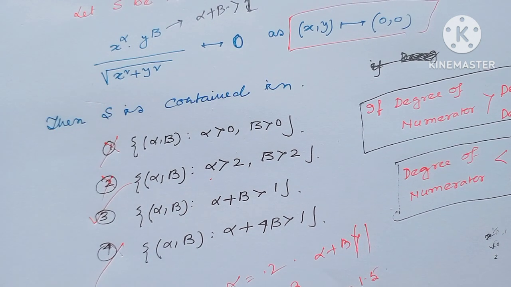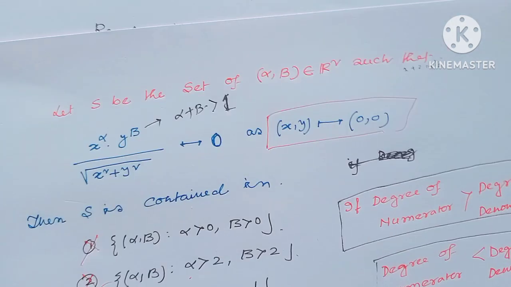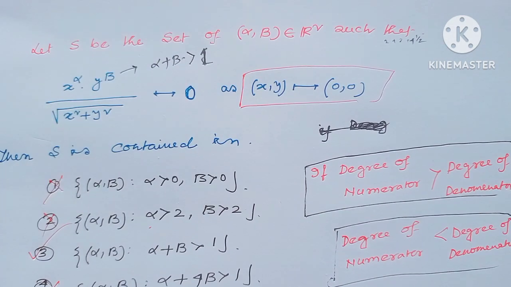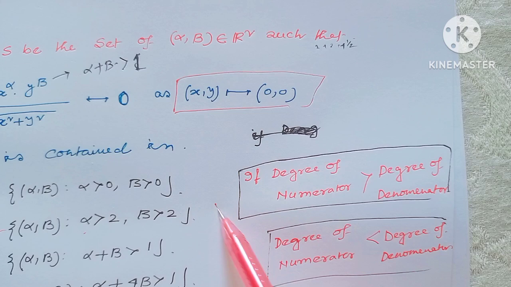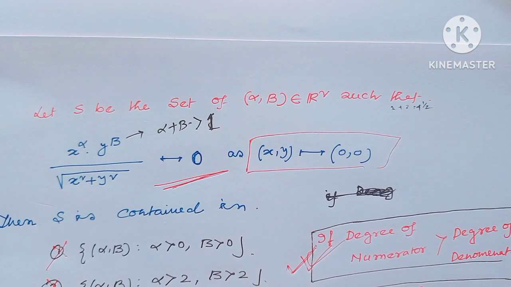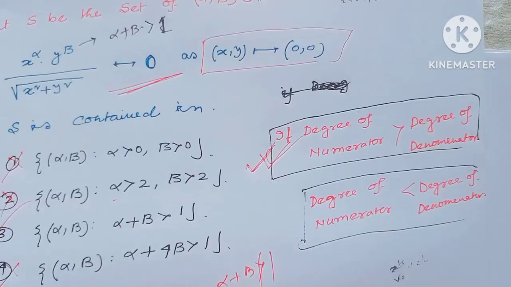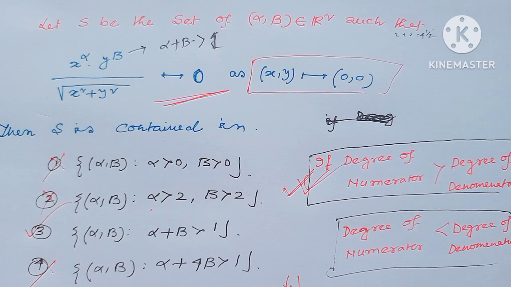That means option 3 is the right option. I hope all my viewers have understood this type of question. This is actually the rule, the easiest method to find this limit. Okay, for this review, today I have discussed this type of question.